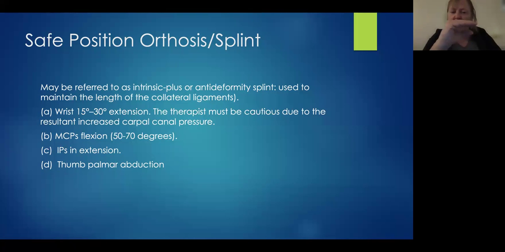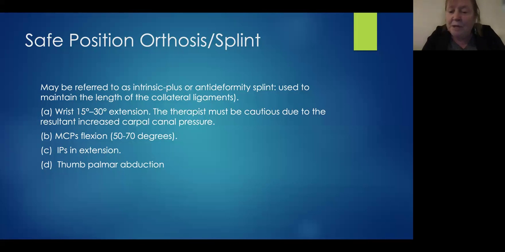And the IP joints, that's your PIP and your DIP joints, they're in full extension, and your thumb is in what we call palmar abduction. And again, this is also called the position of opposition. It looks like this. So when I look at this, they call this the intrinsic plus. Think about this as your intrinsic muscles do this position, but you need to get the wrist back a little bit of extension. The MCPs are flexed, the IP joints are extended, and the thumb is in palmar abduction. So you need to be aware of that.